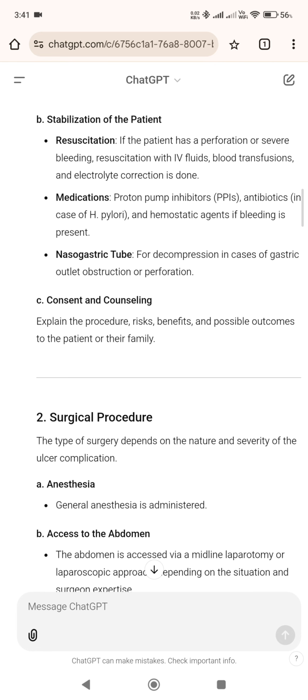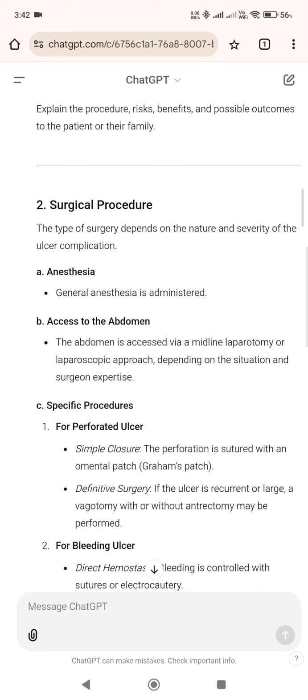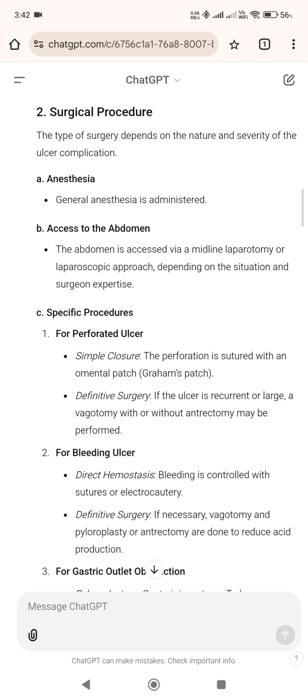2. Surgical procedure. The type of surgery depends on the nature and severity of the ulcer complication. A. Anesthesia. General anesthesia is administered. B. Access to the abdomen. The abdomen is accessed via a midline laparotomy or laparoscopic approach, depending on the situation and surgeon expertise.